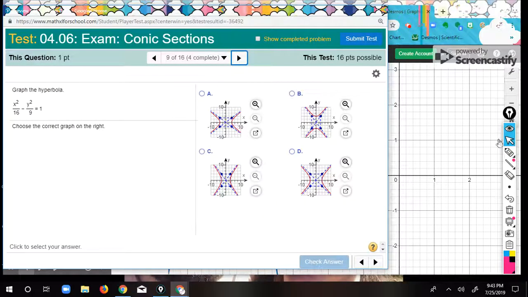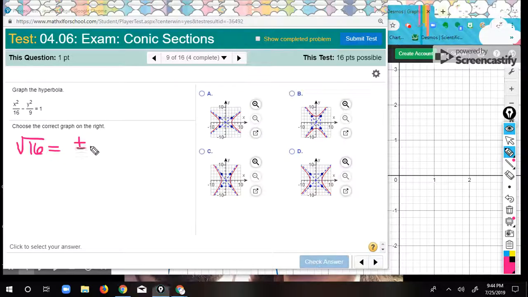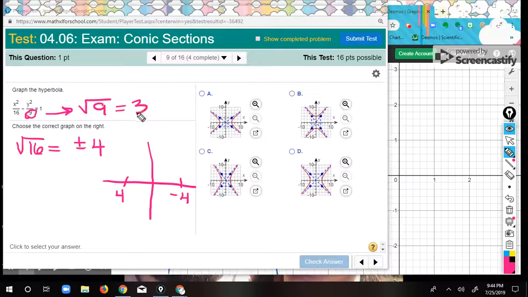Okay, graph the hyperbola. Hyperbola is a little different. You're going to take the square root of the x, which is that 4 again, and you'll have a positive or negative 4. So those are your x-intercepts for -4. And then to figure out how far up you go, you take the square root of the y, which will be 3. So that means you're going to go up 3 in every direction.